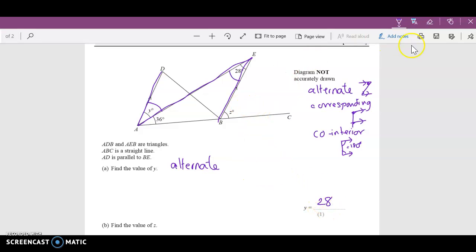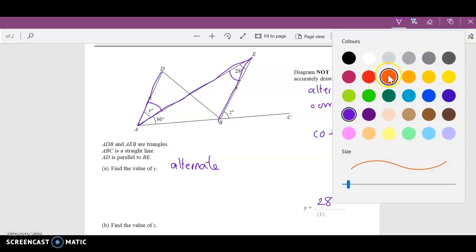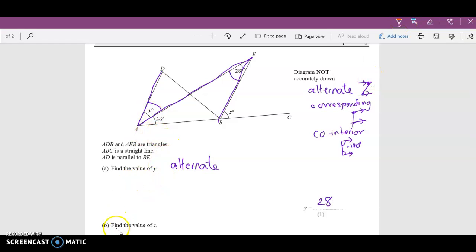I'm going to change colour now so that you can see what I'm doing. So here we have to find Z. I'm going to draw my parallel lines. So we've got this line here, which is connected via this line to the other parallel line. So what shape have we got here? Yes, we have an F. So it means that this one and all of this one are the same.